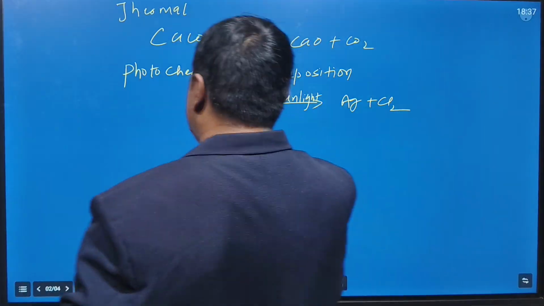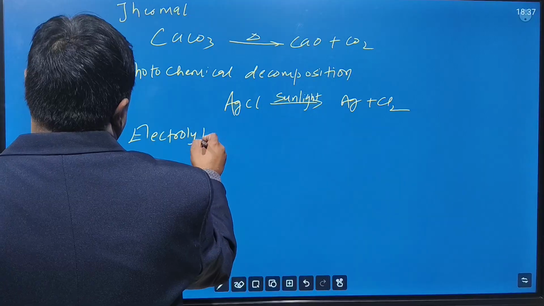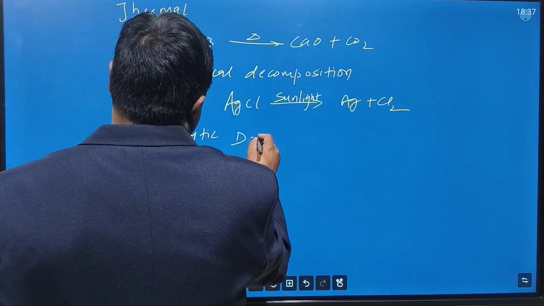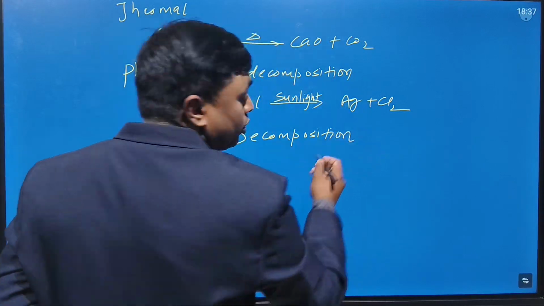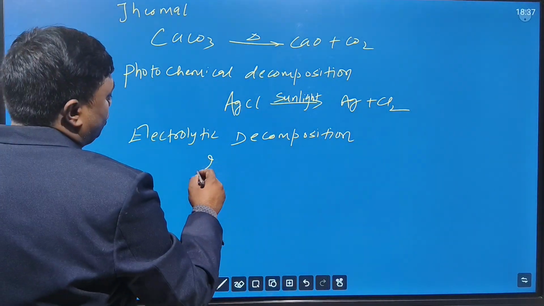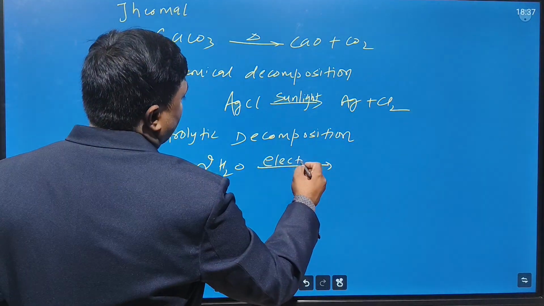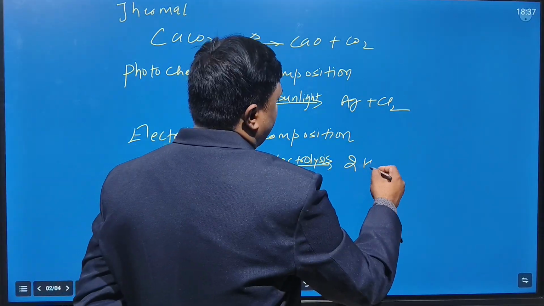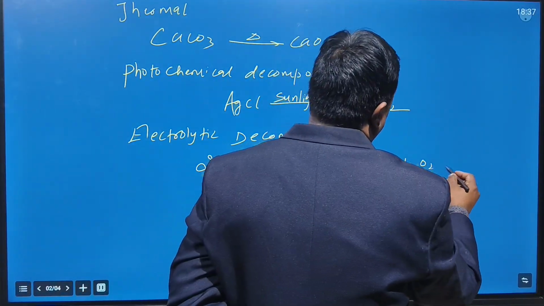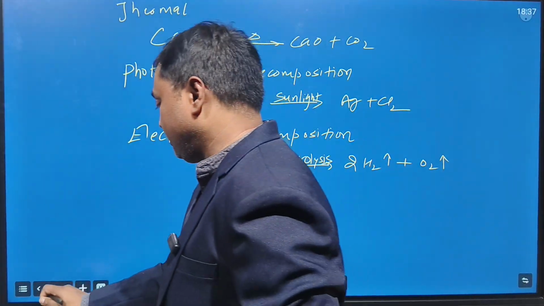Similarly, we have electrolytic decomposition, the type of decomposition which takes place with the help of electricity. Like whenever electricity is passed through water, we are doing electrolysis of water. It gives 2H2 gas and O2 gas. So these are the 3 types of decomposition reaction that you can write.